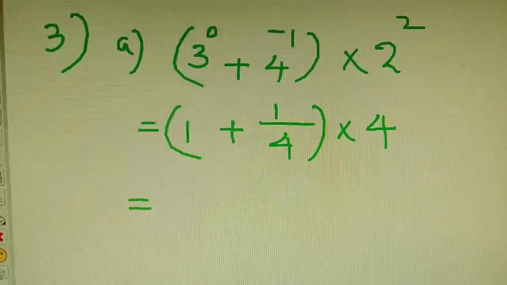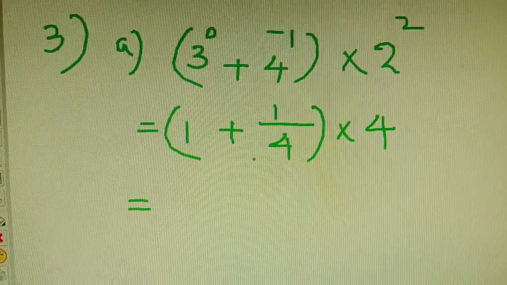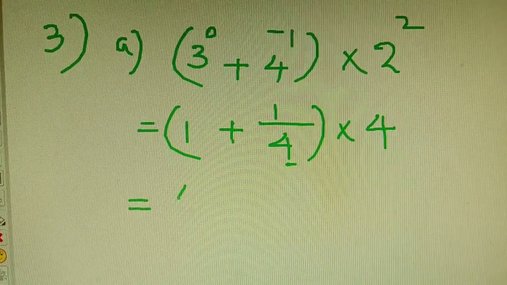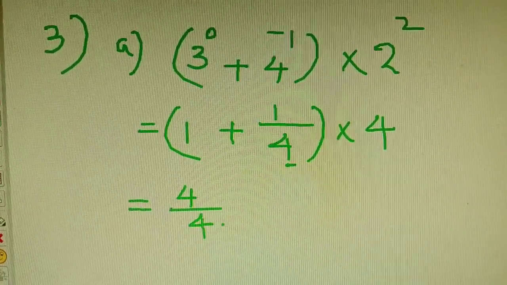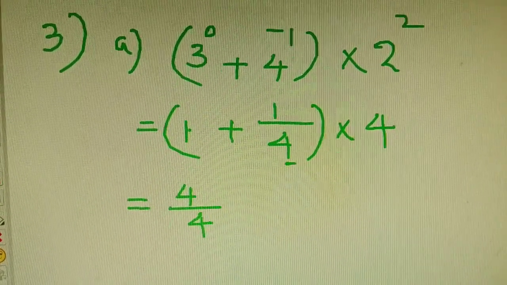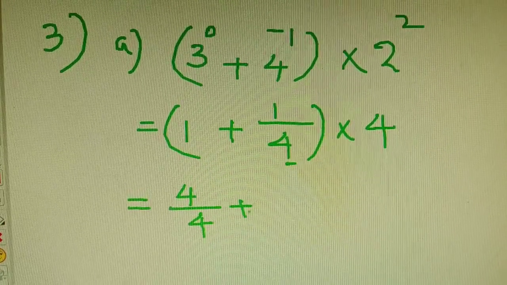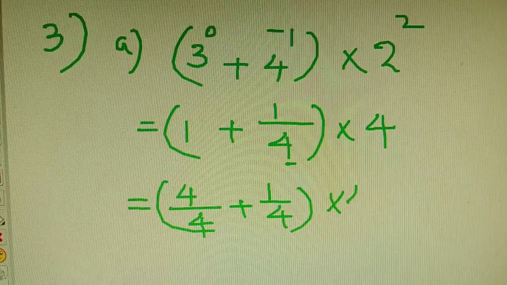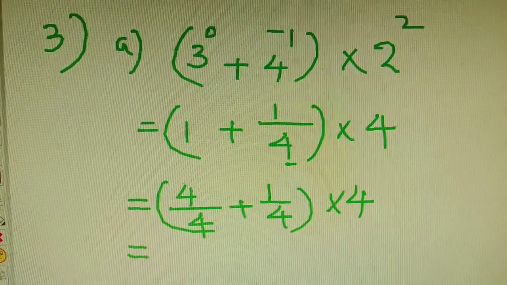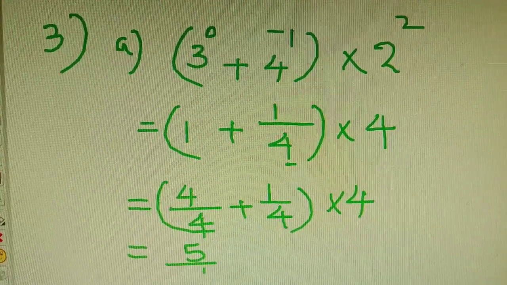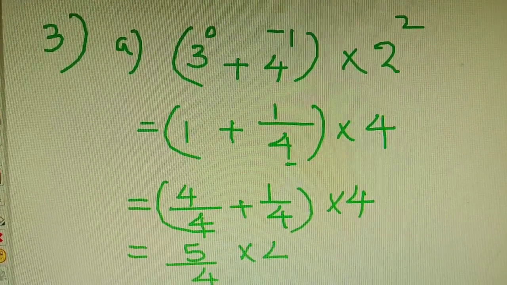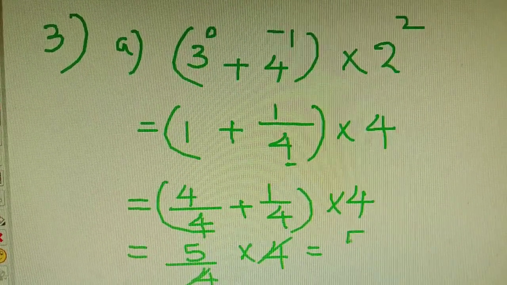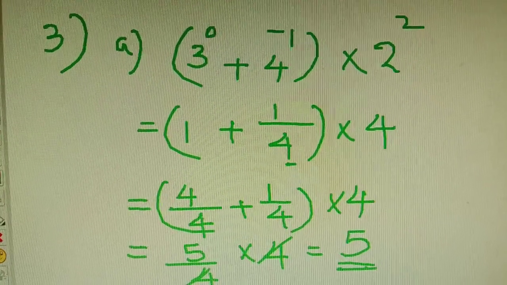So 1 plus 1 by 4, how can we add? Here the denominator is 4, so we can write the 1 as 4 by 4, to make the addition easy. Writing 1 as 4 by 4, we get 4 by 4 plus 1 by 4, which is 5 by 4. Then 5 by 4 into 4. So that 4 we can cancel. So last answer is 5. So the answer of this question will be 5.